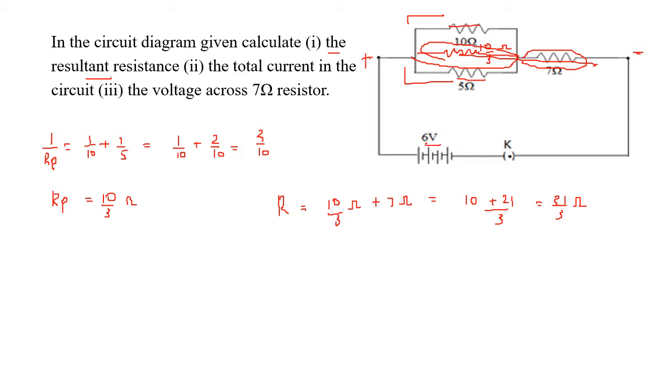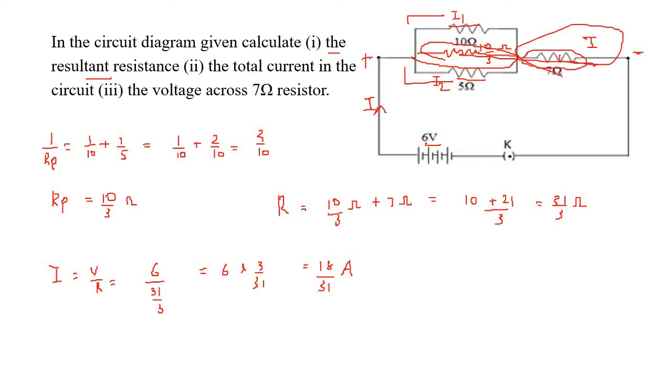Now we have to find the total current. So total current I is equal to V by R. V is 6 volt and R is 31 by 3, which goes into the reciprocal. So 6 into 3 by 31 is 18 by 31. 18 by 31 ampere is the equivalent current I passing through the circuit. Okay, but this will also be I. The current will break up here into I1 and I2, but this will remain I.